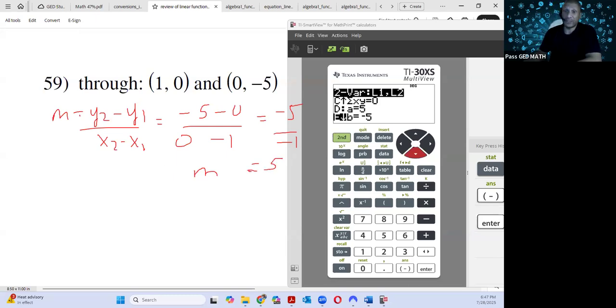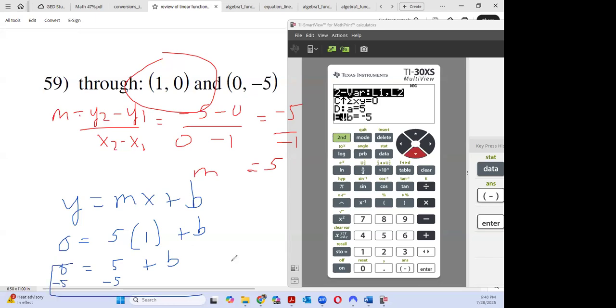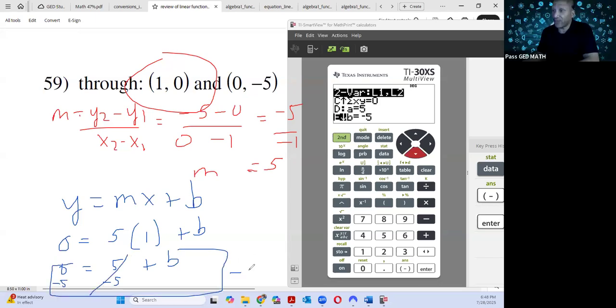I'm going to use this point here. I'm going to change my color to blue. Y equals mx plus b. My y is 0, my slope is 5, my x is 1, plus b. 0 equals 5 plus b. In order to get b by itself, I need to get rid of the 5. The opposite of plus 5 is minus 5. The 5's cancel. I get minus 5 equals b. My y-intercept is negative 5, my slope is 5. Y equals 5x minus 5.